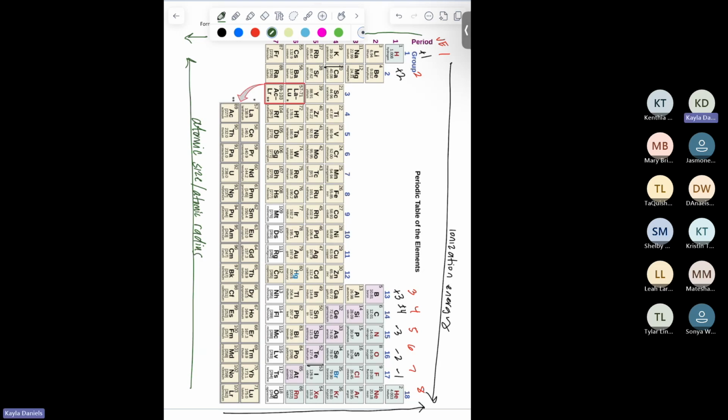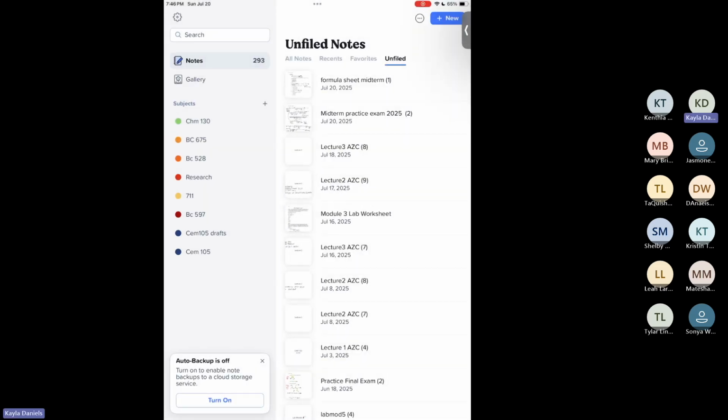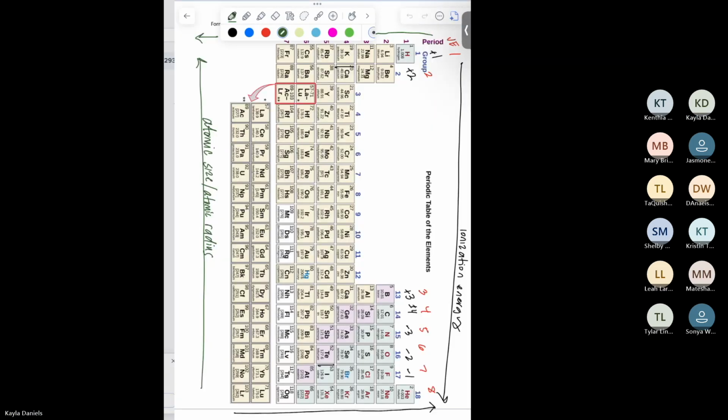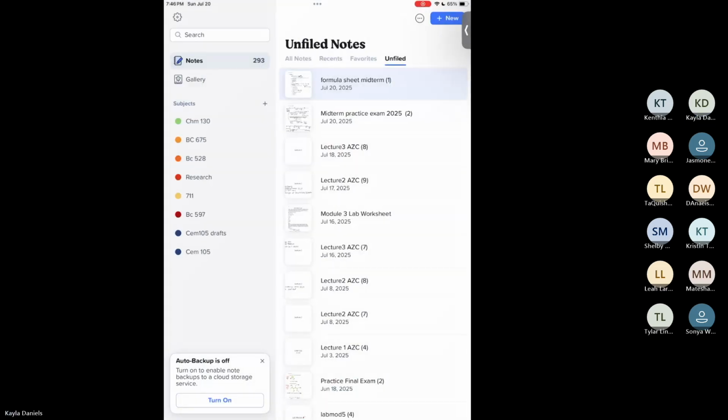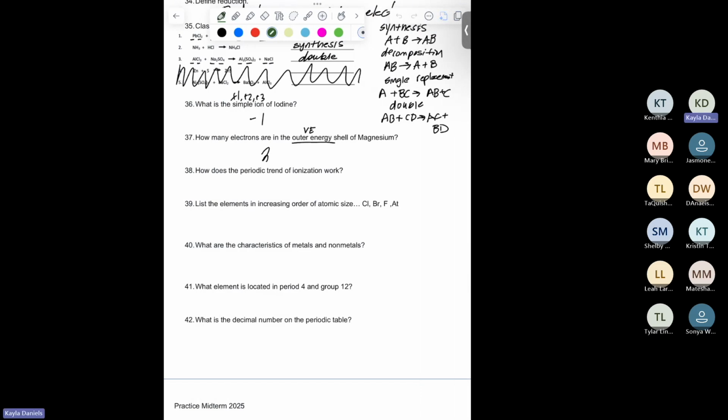All right, so the first question, how does the trend work? I don't know if this is the exact wording of this one, but they want you to choose the answer that says increasing as you go to the right and up, right? Because that's how we drew our arrows on our periodic table.